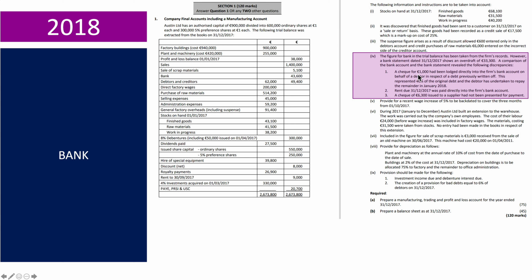Number 1, a cheque for €1,000 had been lodged directly into the firm's bank account on behalf of a debtor in respect of a debt previously written off. This represented 40% of the original debt, and the debtor has undertaken to pay the remainder in January 2018. Number 2, rent due 31st of the 12th, 2017 was paid directly into the firm's bank account. And number 3, a cheque of 6,300 issued to a supplier had not been presented for payment.